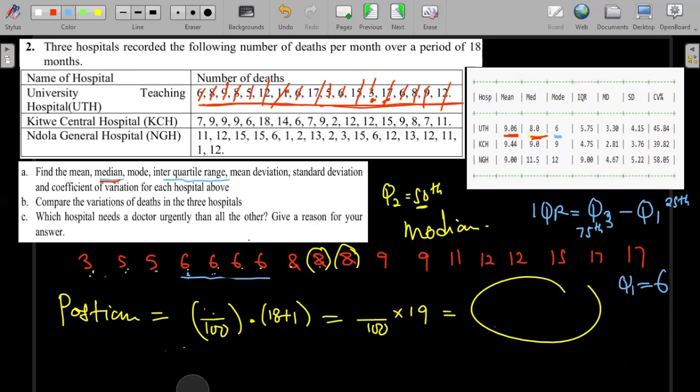So the Q1, we found it was 6. Let's try to find the Q3. So this would be 75, 75. So now I have 75 divided by 100, then multiplied by 19. So I get 14.25. So now we use interpolation to find the Q3.